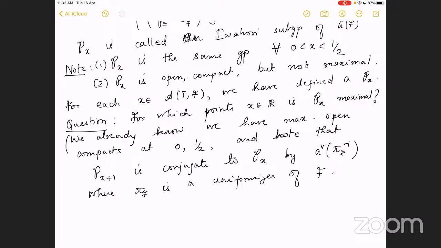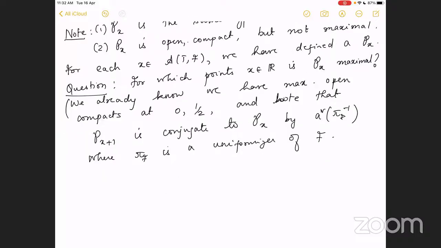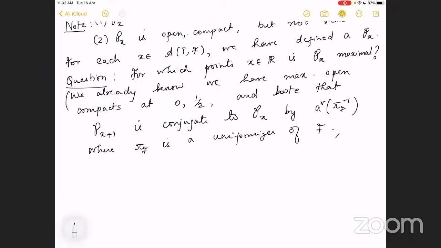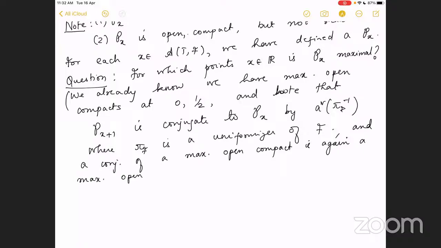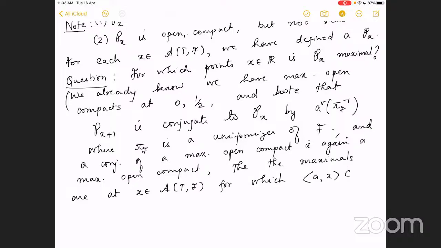So where do we have our open compact subgroups? A conjugate of a maximal open compact is again a maximal open compact. So what do we get? The maximals are at x in A(T,F) for which the pairing between A and x is an integer. Okay.